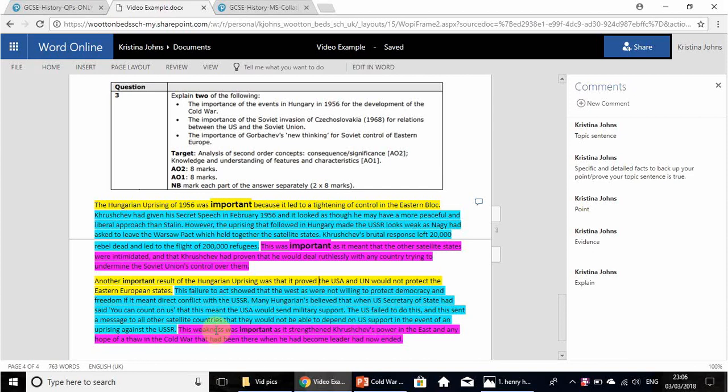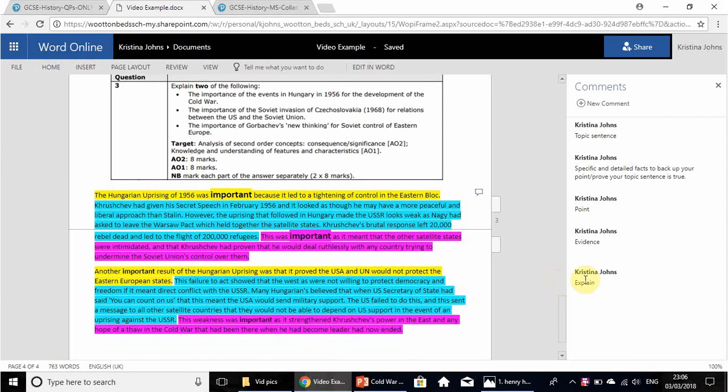And then my conclusion, my explanation, is basically saying that it was important because it strengthened Khrushchev's power in the East, and any hope of a thaw in the Cold War that had been there when he'd become leader was now dead, it now ended. So again, I've linked it back to the fact that all this did was make Khrushchev more powerful. And again, I've tried to use the word important twice.